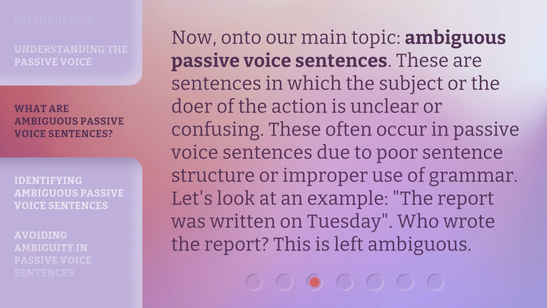Now, onto our main topic: ambiguous passive voice sentences. These are sentences in which the subject or the doer of the action is unclear or confusing. These often occur in passive voice sentences due to poor sentence structure or improper use of grammar. Let's look at an example. The report was written on Tuesday. Who wrote the report? This is left ambiguous.